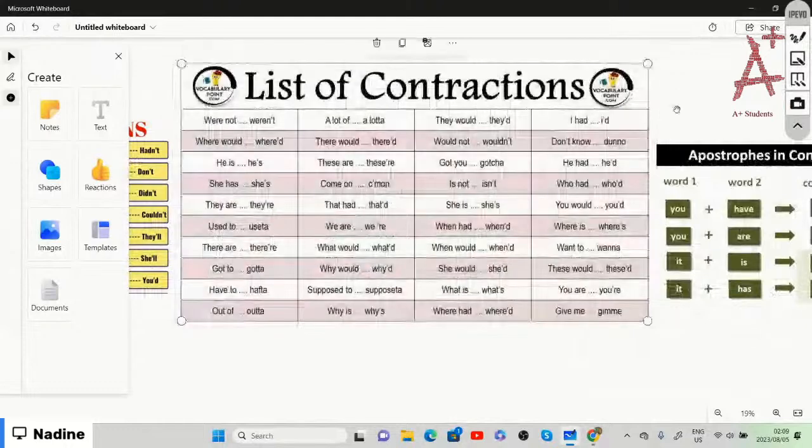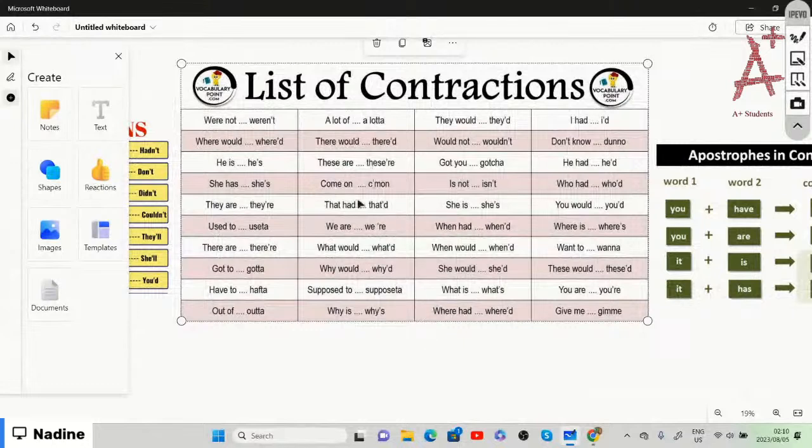So now we have a list of contractions, right? These are but a few of the contractions that we have. Were not is weren't, right? And then we have a lot of, so a lot of is like saying a lotta, right?